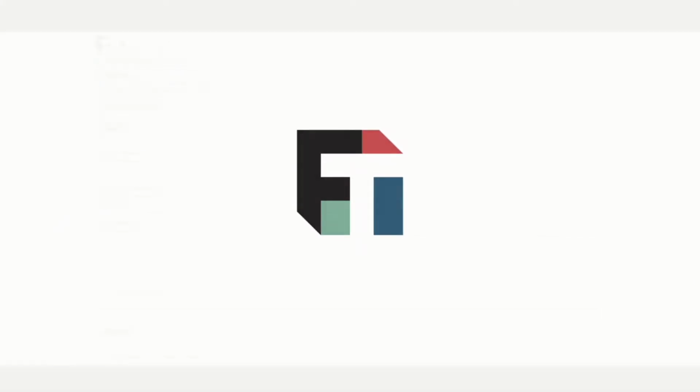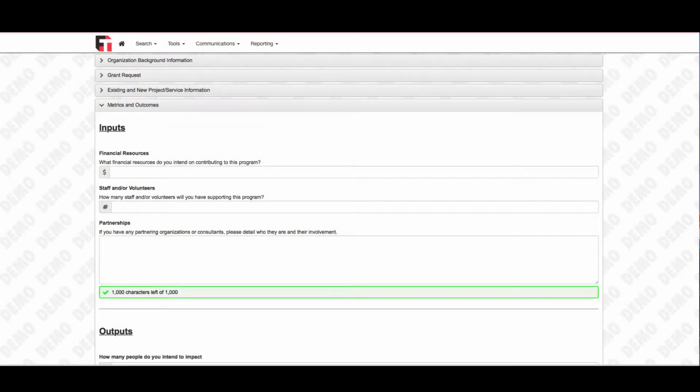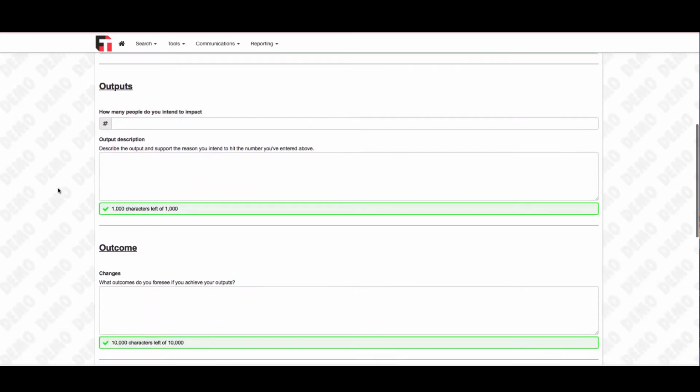Let's take a look at a specific form in our system. In this example, you can see that we have some inputs, outputs, outcomes, and impacts. First off, we want to know what the inputs are. What's the organization devoting to this particular program? Whether it be financial, staff hours, partnerships. Secondly, we want to know what the outputs are. What does the program produce? For instance, the training program provides graduates.